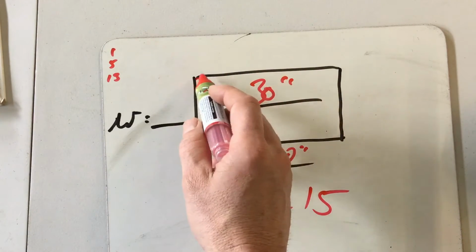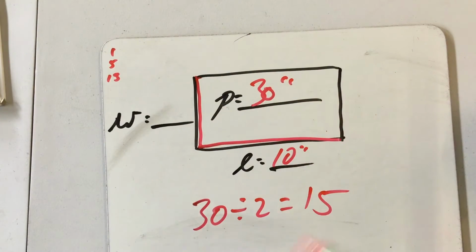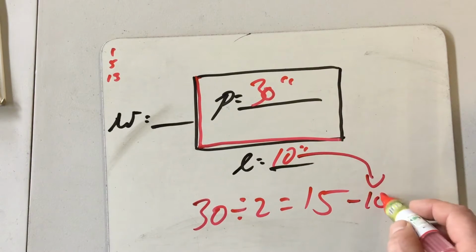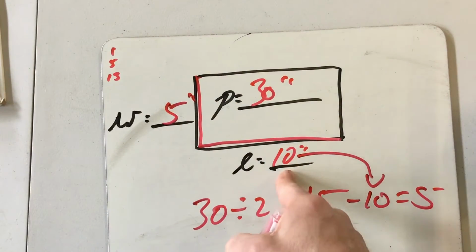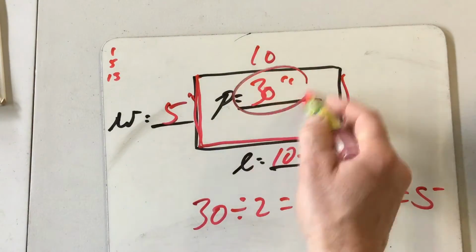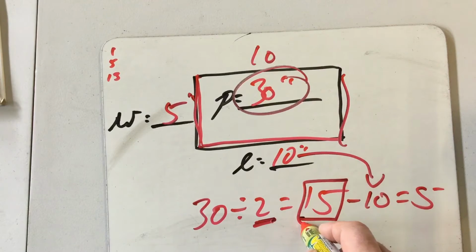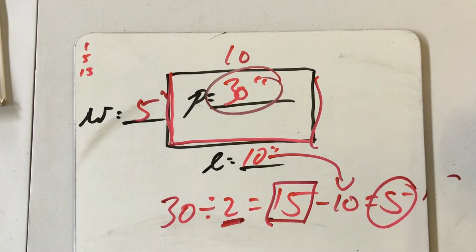So what I've done is I've taken the entire perimeter and gotten it down to just half, which would be that by that, or this by that. Okay, and then I would subtract from there what the length is, which would equal 5. Now if I plug that in, does it work? 10 plus 10 plus 5 plus 5 equals 30. So to answer the question, you divide the perimeter by 2, and whatever your answer is, you subtract the length from that, and you will get the width.